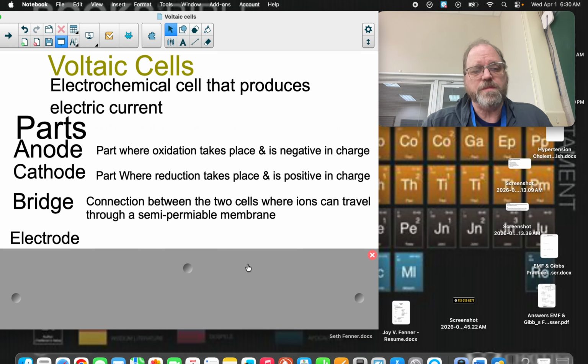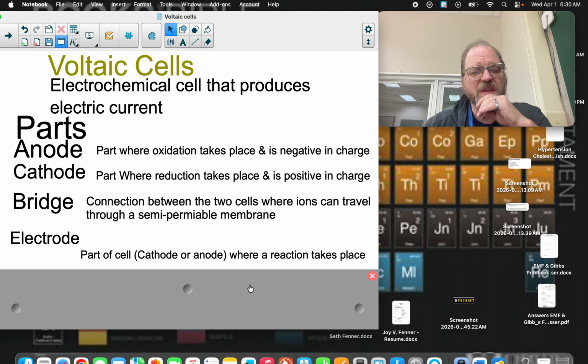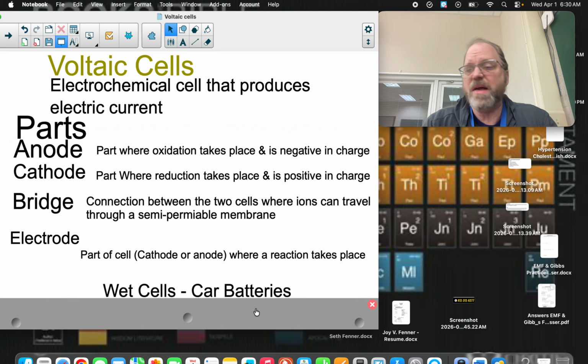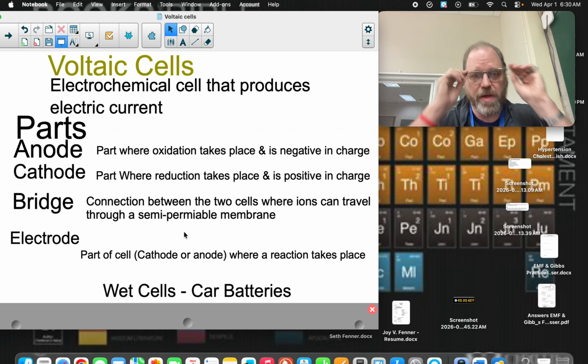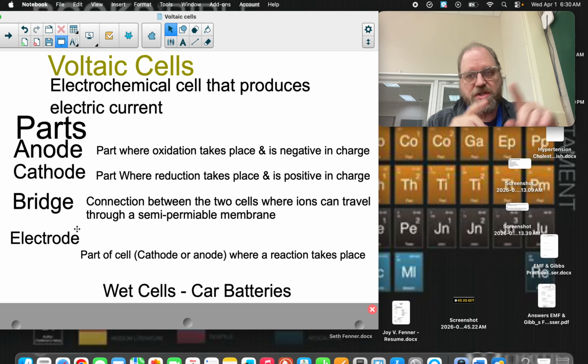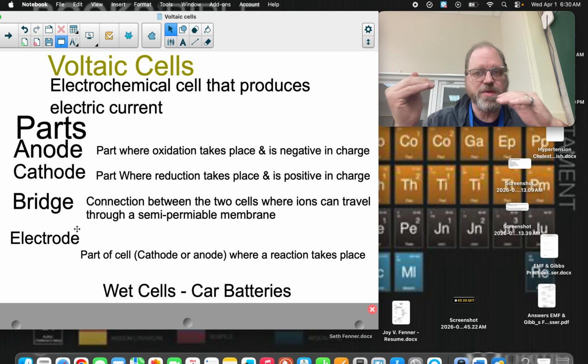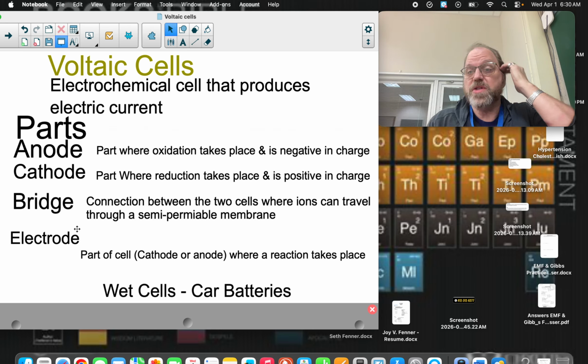And what is an electrode? An electrode is the part of the cell, either a cathode or anode, where reactions take place. Now, the best example of a voltaic cell, which we refer to as a wet cell, would be a car battery. The liquid inside of there, the bridge, is sulfuric acid, and it connects between the two cells. It used to be that with old car batteries you had to add water constantly or else they would stop working because of the connection. Now they're self-regulating, so you don't have to worry about that anymore. So those are the parts of voltaic cells.